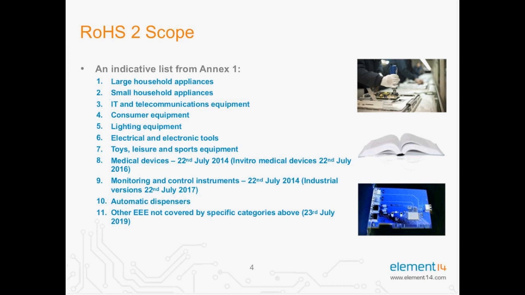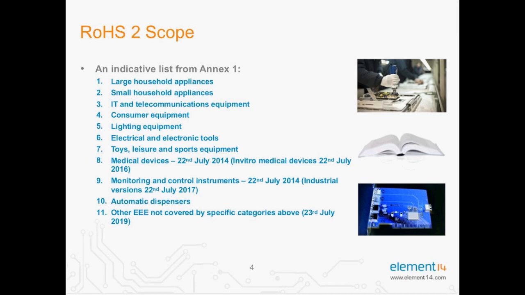Under Category 9, we've got monitoring and control equipment, again previously exempt. The exemption for non-industrial products will cease in 2014 on the 22nd of July, and the industrial versions of your monitoring and control products will be exempt until 2017, again the 22nd of July.